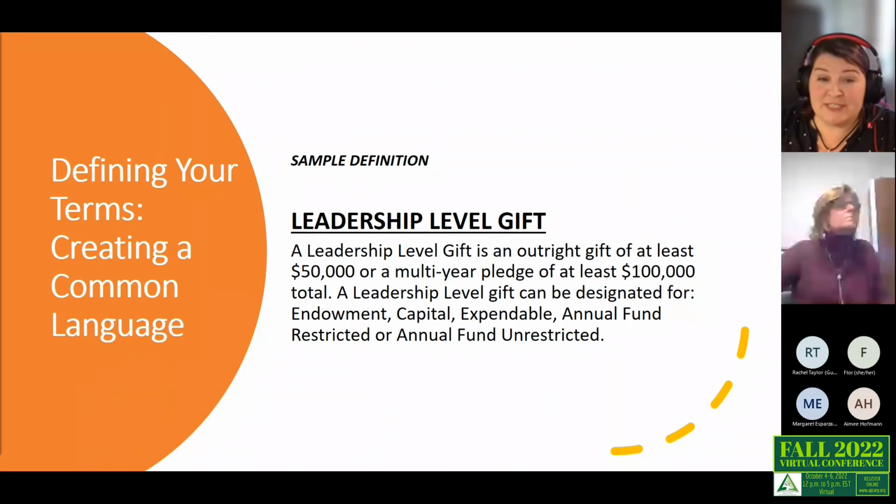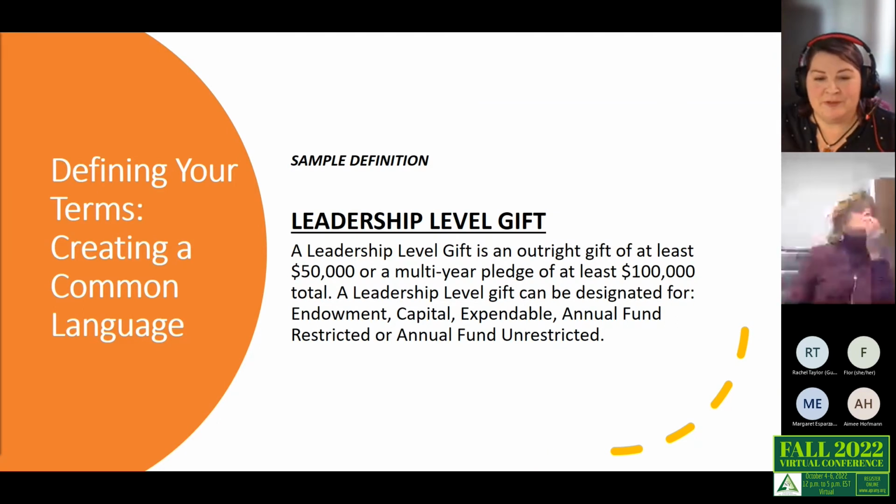And they may have changed it since then as the world has changed. This was almost 10 years ago. But this is where they started with: finally we had a written definition and everyone knew it, and they could almost rattle this off after a while, because every time someone said, oh, what's a leadership gift? I would just say it verbatim. And eventually they all learned it. So having it written down, so valuable.